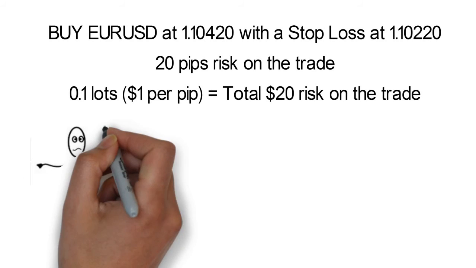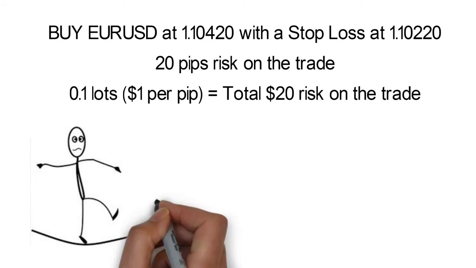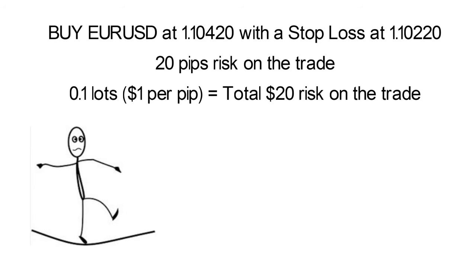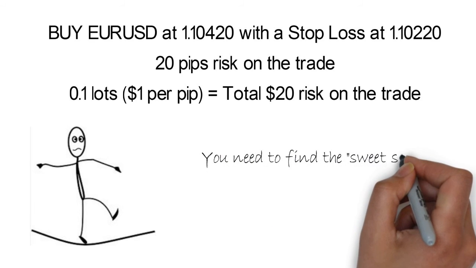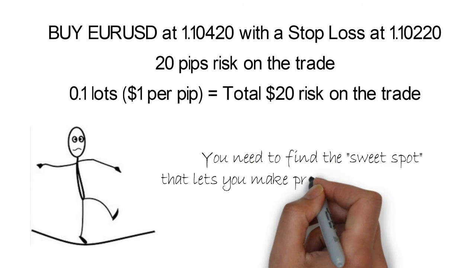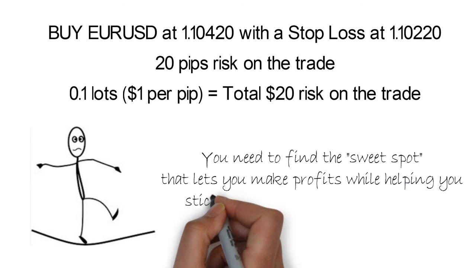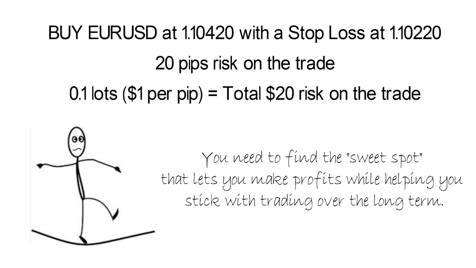Finding the right position sizing strategy for your trading personality and risk tolerance is like walking a tightrope. On one side, you have how much risk you're comfortable taking, and on the other, your profit goals. You want to find a position size strategy that lets you sleep at night, but still allows you to reach your profit goals in a reasonable amount of time. You need to find the sweet spot that lets you make profits while helping you stick with the trading over the long term. And this is a very important part of any trading strategy.